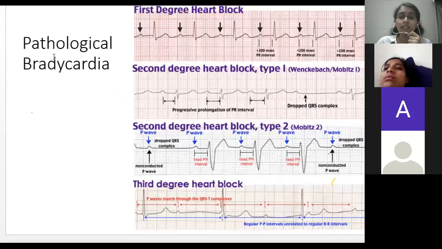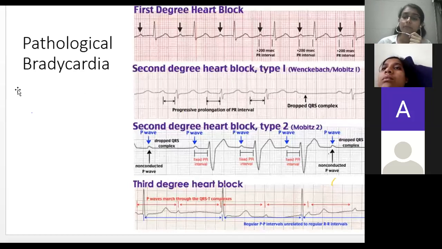What are the types of pathological bradycardia? You know, bradycardia is when the heart is beating slow. The heart is beating very slow. So, as I told you, in standard limb lead 2, you have to always watch for disturbance in sinus rhythm. You may either get bradycardia, tachycardia, or normal sinus rhythm. In bradycardia, it will usually lead to heart blocks, or the cause of that is heart block.